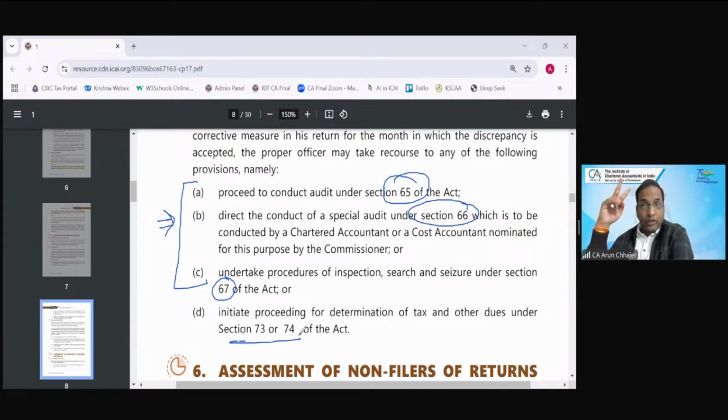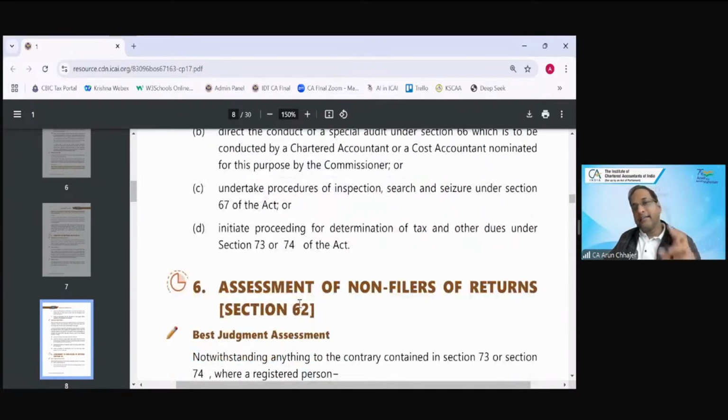Tomorrow, कल हमारी 2 क्लास है. How many classes do we have? We have 2 classes. Class number 1 is at the same time, 6 to 9 p.m., for which this is the link, and the class in the afternoon, 12 to 3, in which we will take the revisionary part, has a separate link. And last, you can determine the tax, interest and penalty under 73, 74.